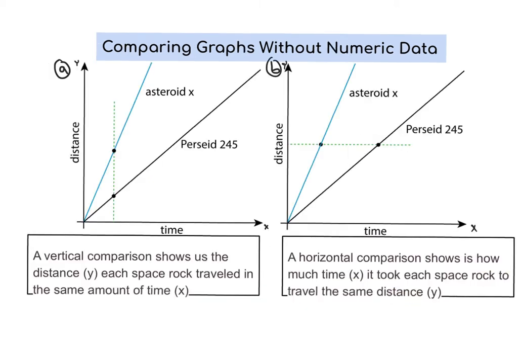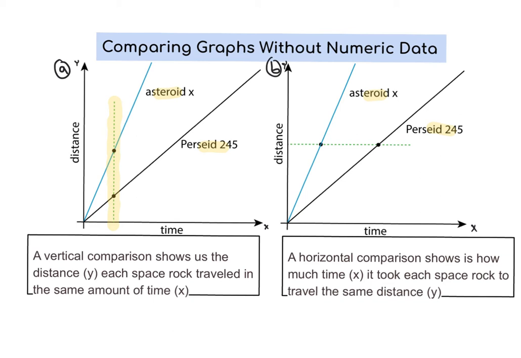So what we have here are two copies of that same graph we were just looking at, where we're comparing asteroid X to the Perseid 245. And what I have added here, let's look at example A, is what I'm going to call just a line of comparison, and this one is vertical. What this vertical comparison will show us is the distance that each of these space rocks was able to travel in the same amount of time.